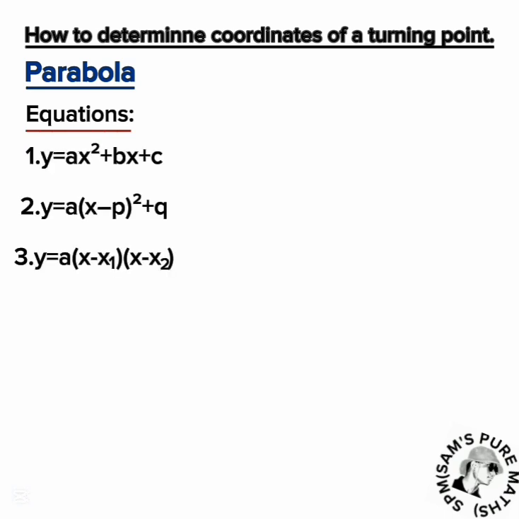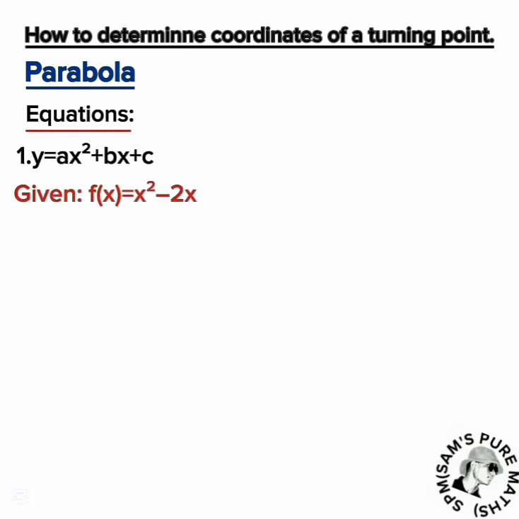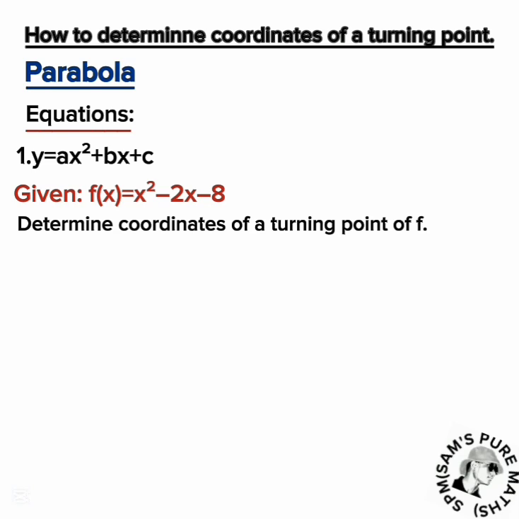I'll be teaching you how to determine coordinates of a turning point of a parabola when it's in the form of number 1, 2 and 3. Let's start with number 1. Given f of x is equals to x squared minus 2x minus 8. Determine coordinates of a turning point of f. We need to find x and y coordinate of a turning point of f.